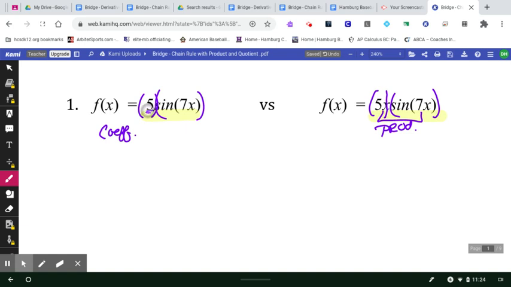This is just 5 sine of 7x. This is read 5x times the sine of 7x. And really, really read these things out loud to yourself. So I'm going to go ahead and derive both, and we'll talk about the big differences here.